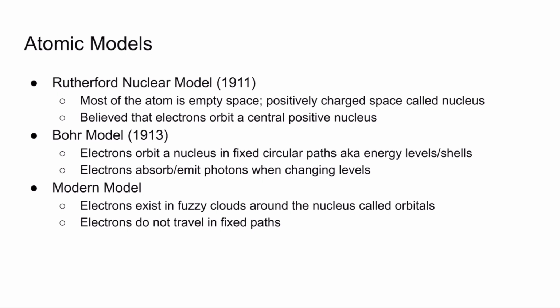He also figured out that electrons absorb or emit photons when they change energy levels, so props to him for that one. Now, the current model says that electrons are most likely located in these fuzzy clouds around the nucleus called orbitals. Also, electrons do not travel in fixed paths.